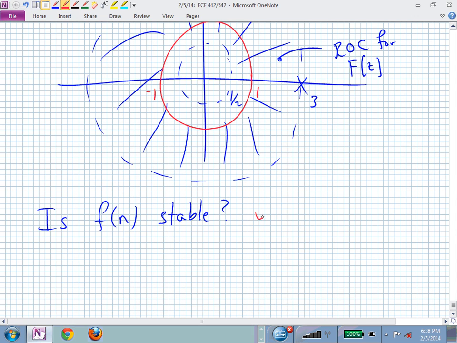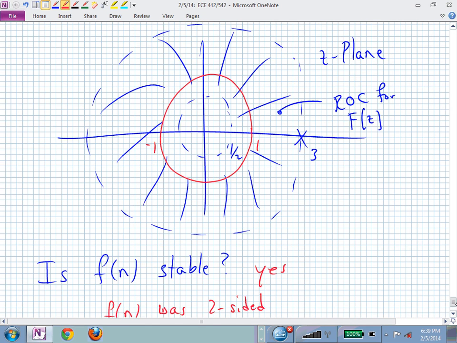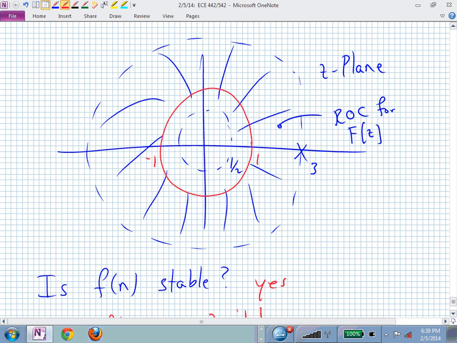Is f of n stable? Yes. Even though f of n was two-sided. Questions on that? Yes. So what does the pole outside of the unit circle mean here is the question. You tell me. What does it mean?